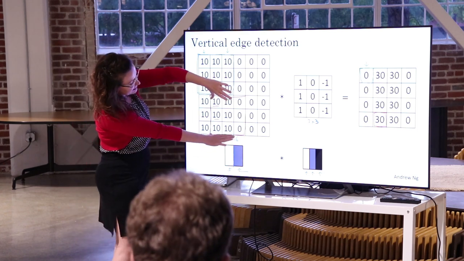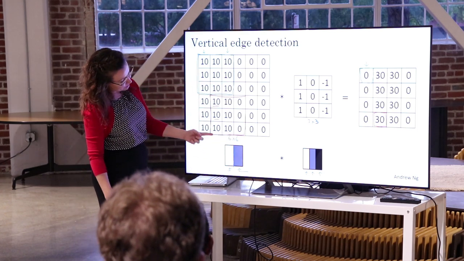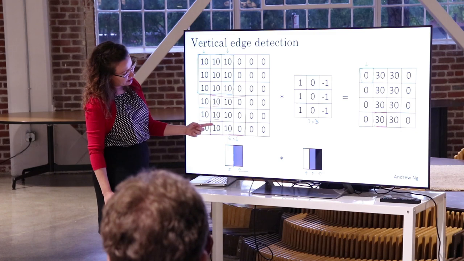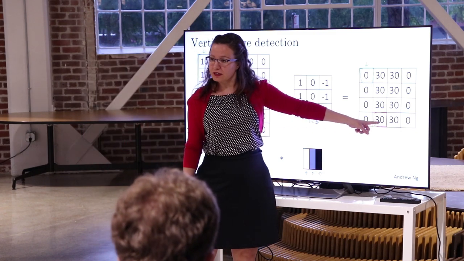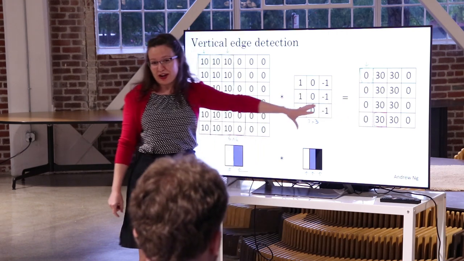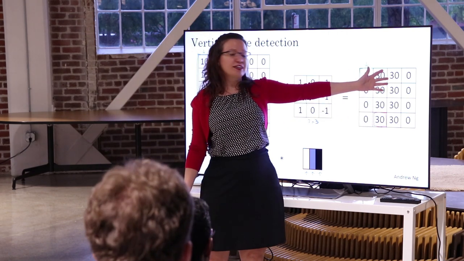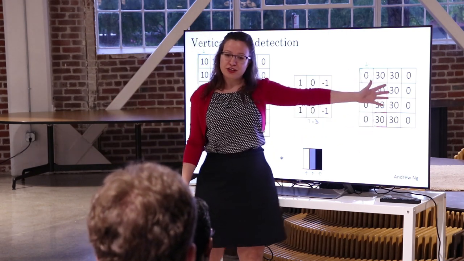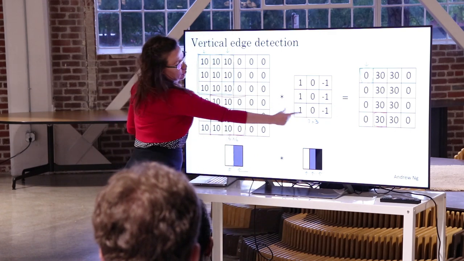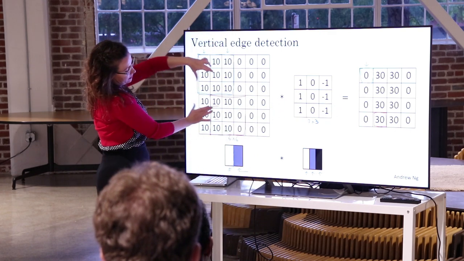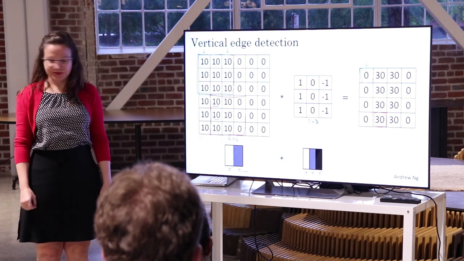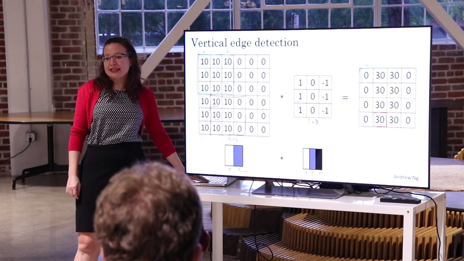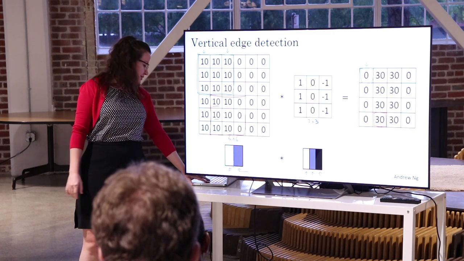But when you're down here in the red section, these all have values. You've got 30 here, zeros here, and zeros here. Now you've got a value of 30. So in a very crude way, you found the edge here. You found the vertical edge by passing the kernel over your image. That's just one type of kernel that can exist.